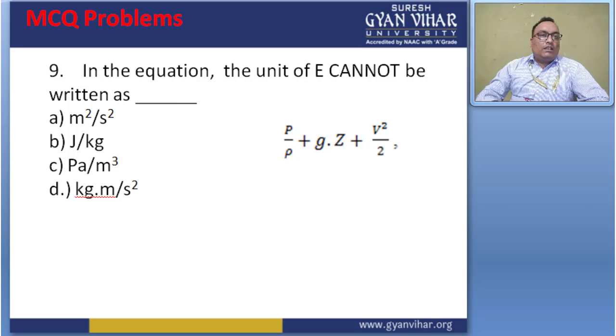In the equation, just like P by rho g plus Z plus V square by 2g, this is the equation. The unit of E cannot be written as which of the following? The options are meter square per second square, joule per kg, Pascal per meter cube, and kg into meter per second square. So the right answer is kg into meter per second square. The unit of E cannot be written as kg into meters per second square. And move to the last question, question number 10.